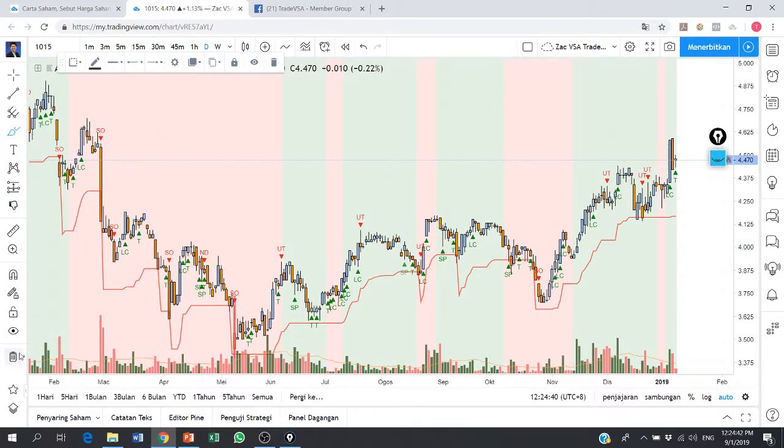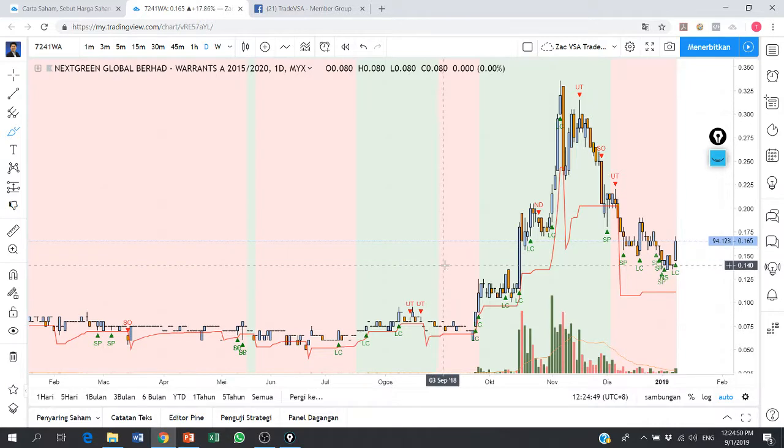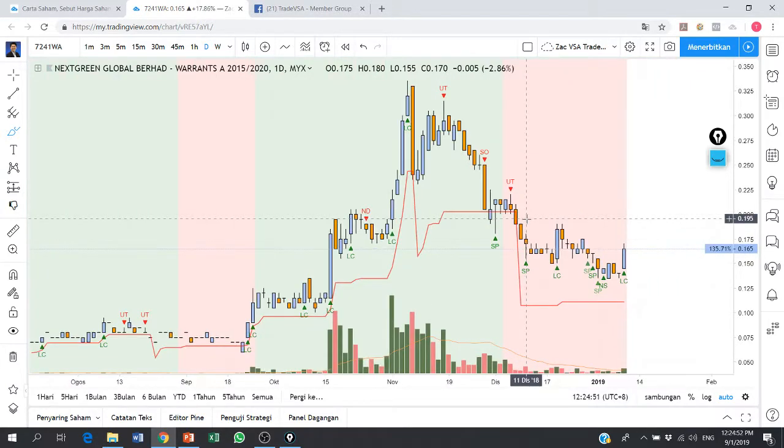The first one is Nextscreen. These members requested Nextscreen, ticker WA. I don't know whether Michael is watching or not, but actually he's asking whether he can buy these stocks because he wants to average down.